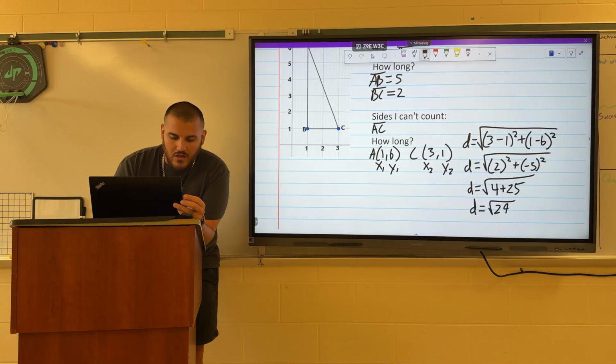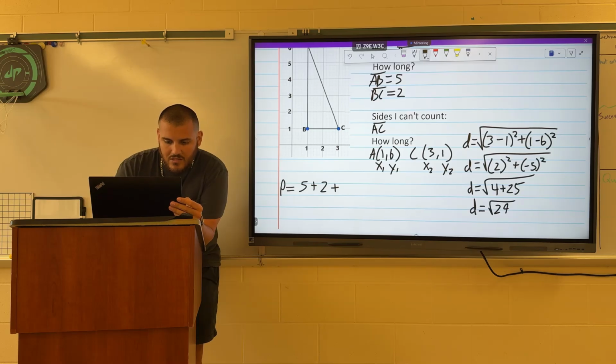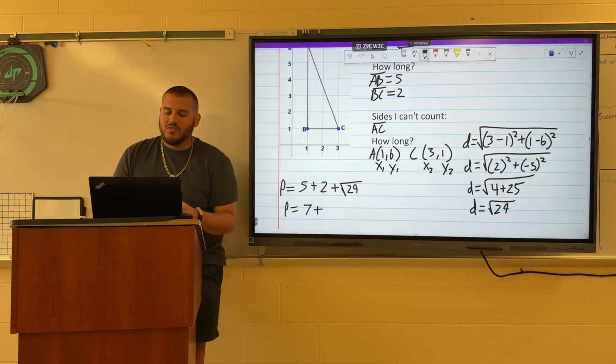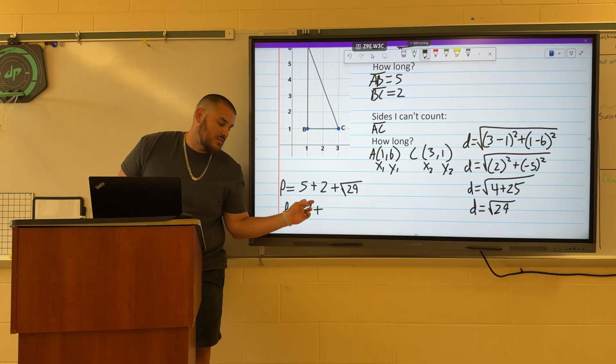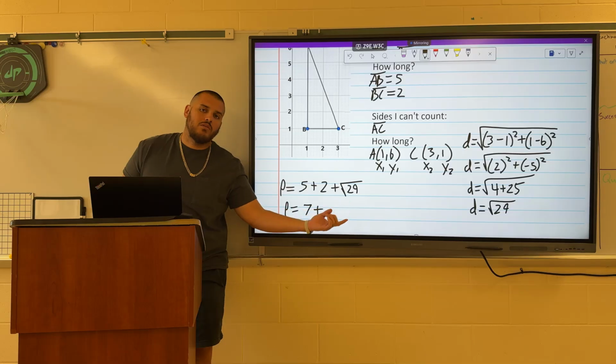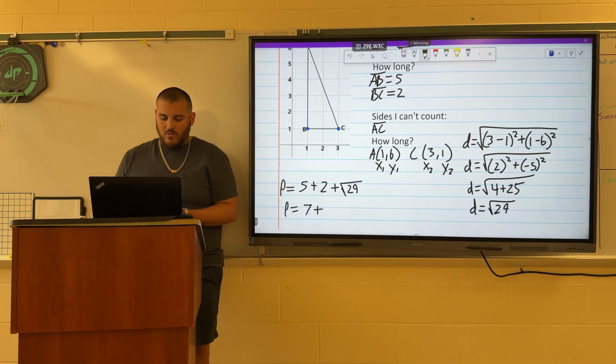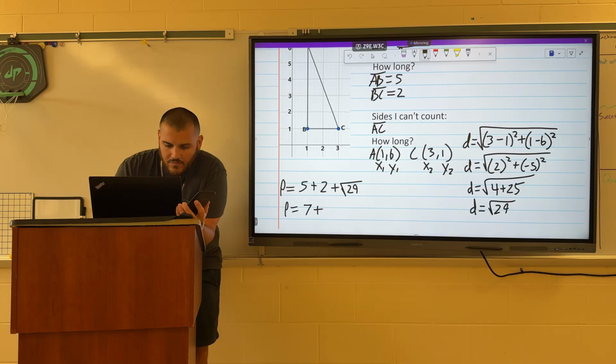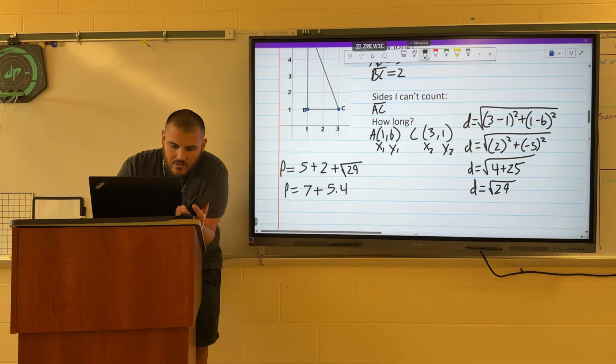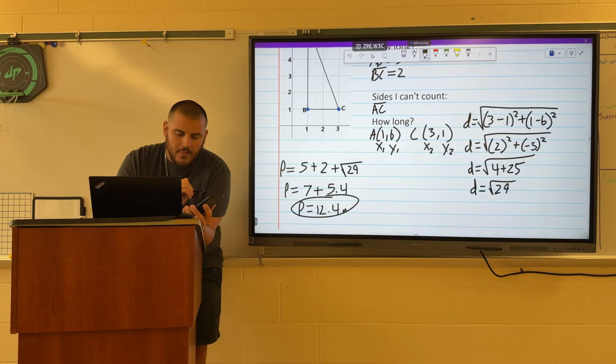I can now find the perimeter of this triangle by adding all those values together. So the 5 from side AB plus the 2 from side BC plus the square root of 29 from side AC. 5 plus 2 is 7. For the square root of 29, we can put that in our calculator. Since these are not square roots, we're going to have to get the decimal rounded here in order to combine these. So square root of 29 is about 5.4. Fine with rounding to the nearest tenth here. And then we will add those together to get our perimeter of 12.4 units for this triangle.